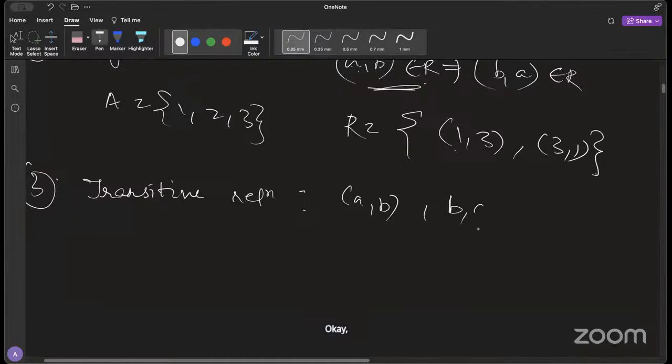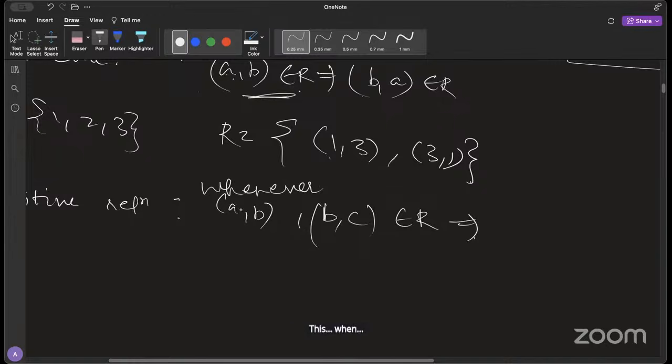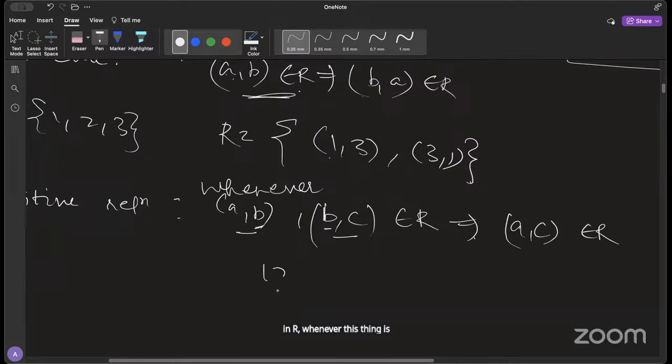Okay. So now you have (a, b), (b, c) belonging to your relation, let's say. Then you would need, and I should write, whenever you have two pairs (a, b) and (b, c) belonging to R, then this should imply this. When I've written whenever, you know the importance: whenever two pairs are there with the second element of one and the first element of the other common, then (a, c) should be in R. If (1, 2) is there and (2, 1) is there, then (1, 1) should be in the relation. If (1, 2) is there and (2, 4) is there, then (1, 4) should be in the relation.